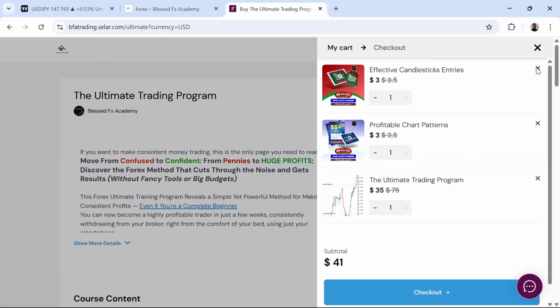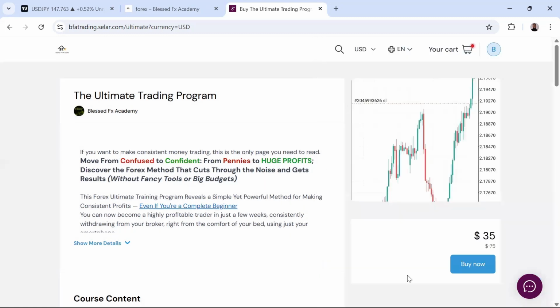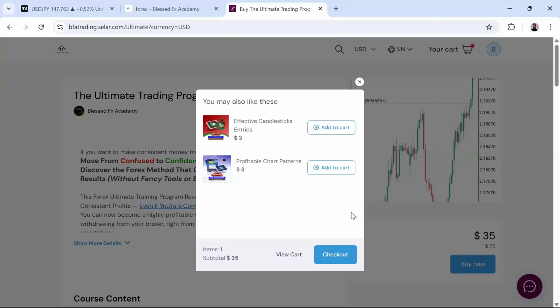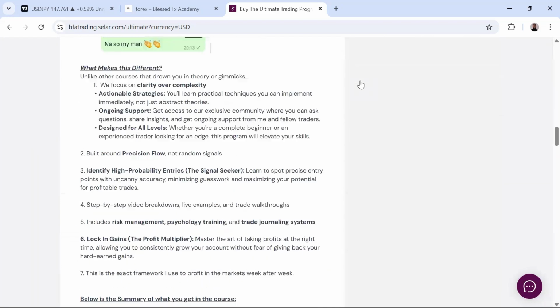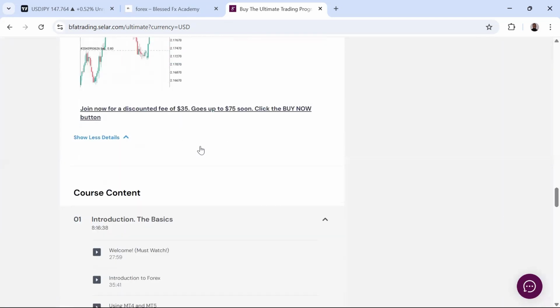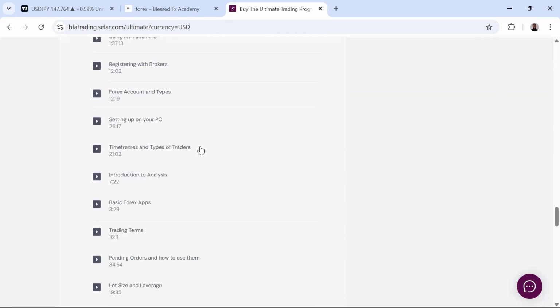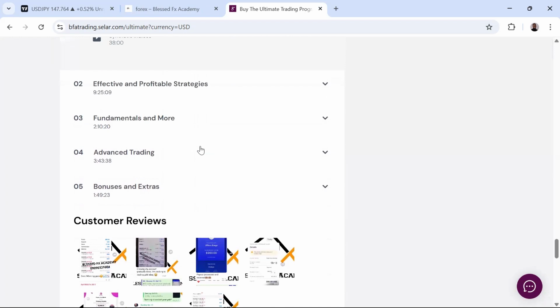It's going to show you some other things. It might ask you to get some other whatever. You can just ignore it. You understand? However, I will advise you, if you want to, you can add this effective candlestick entry, this profit. You can add them if you want to, but if the complete training is all you want, you can just click on checkout, right? You can go on to read more about this to see more things, but these are the things I've already been talking about, right? You could even watch this video to see our results, withdrawals, everything, okay? And these are the contents. You can scroll down, you will see the contents. So you see what exactly you are paying for, seeing how important they are.